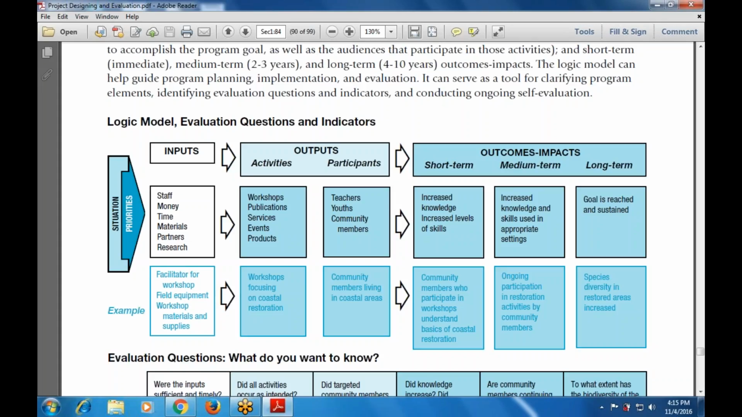The next is outcomes, that is of the short term. Community members who participate in the workshop understand the basics of coastal restoration. Then medium term, that is the ongoing participation in restoration activities by community members. Then the goal is achieved in the long term, in which species diversity in the restored areas increases.